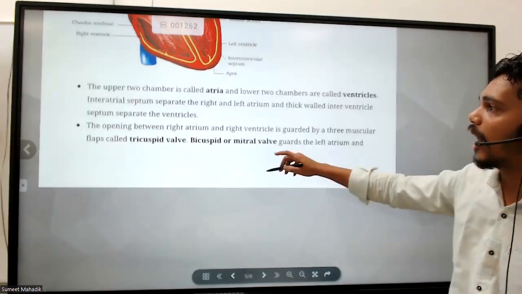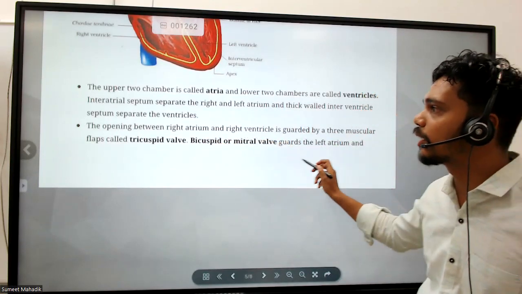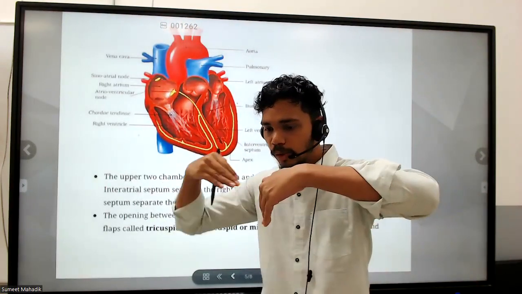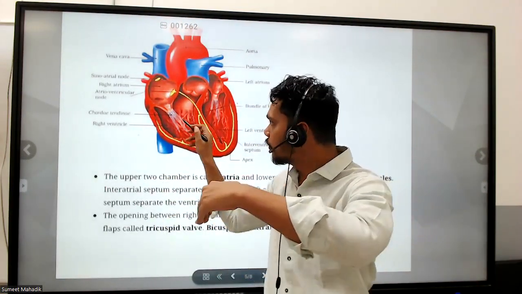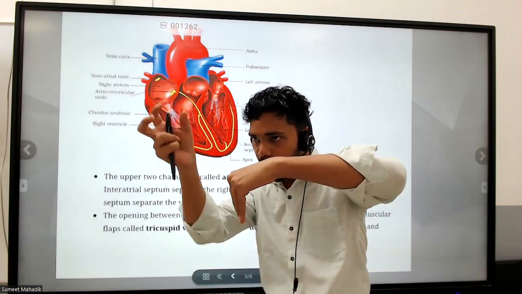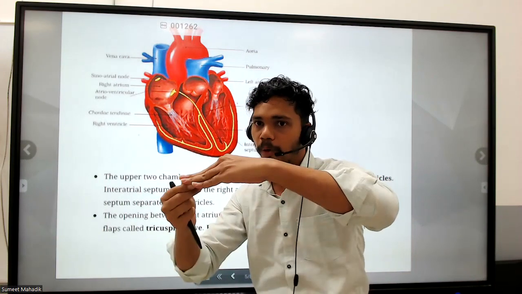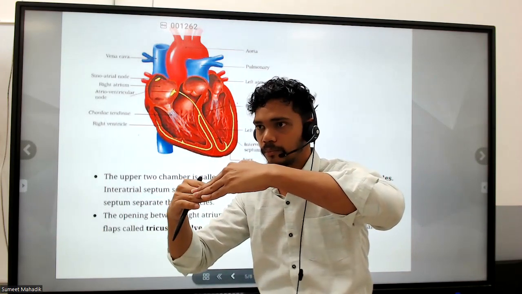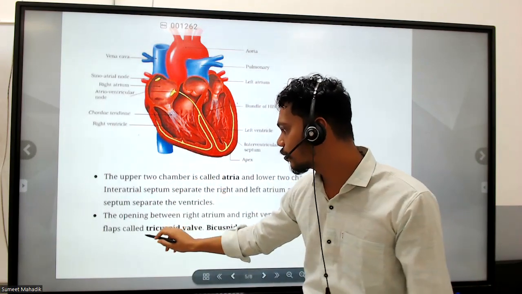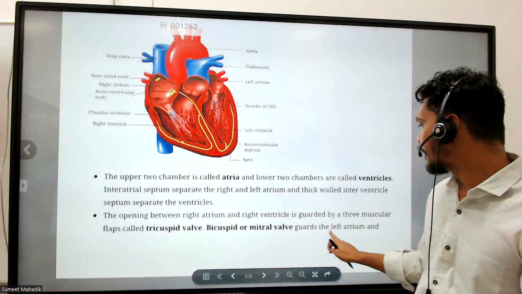The opening between the right atrium and the right ventricle is guarded by three muscular flaps called the tricuspid valve. So can I say this is the tricuspid? 1, 2, and 3. Can you see there are some fibers? These are pulling down, so blood will flow from atrium to ventricle. If they are pulling up, what is going to happen? It is closed. Yes or no? So this is the tricuspid valve. The bicuspid or mitral valve guards the left atrium.